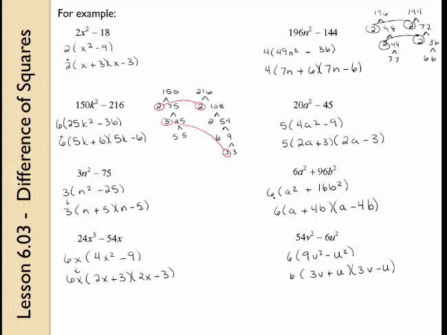6 and 96 divided by 6, leaving me with a squared minus 16b squared, which I was able to factor into a plus 4b and a minus 4b. And then 54 and 6 both divide by 6, leaving me with 9v squared minus u squared, which I was able to factor into 6 times 3v plus u and 3v minus u.